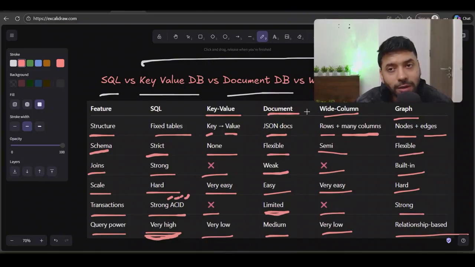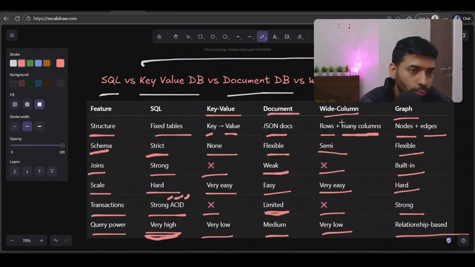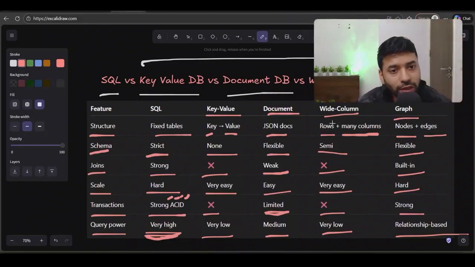Talking about wide column database, it is used for storing time series data. It is good for that, and also it is really good for high write throughput, right? So a dynamic number of columns which can grow. So if your data keeps on growing, wide column database is really good for that. So it is known for the high write throughput and for time series storage.